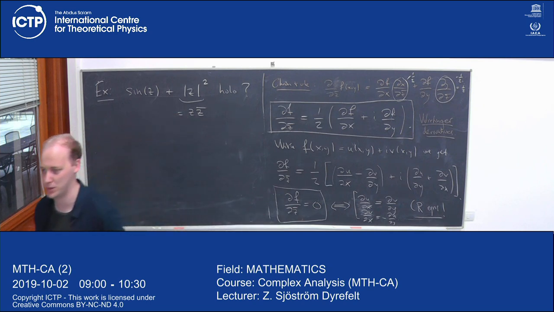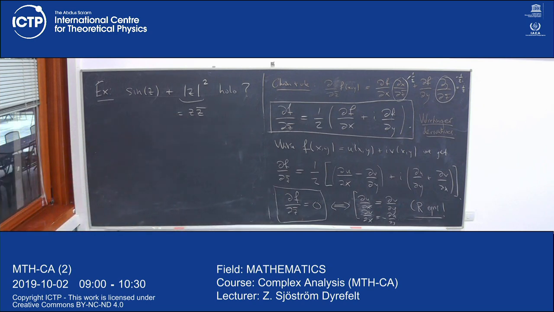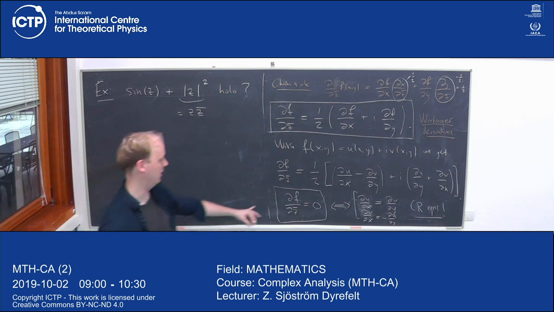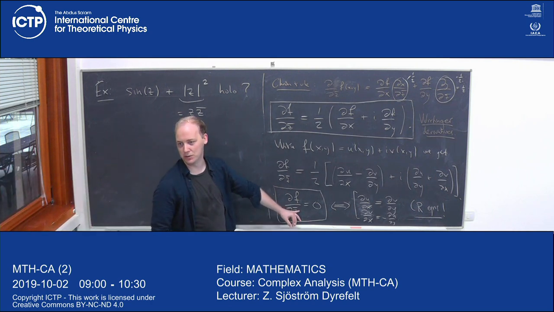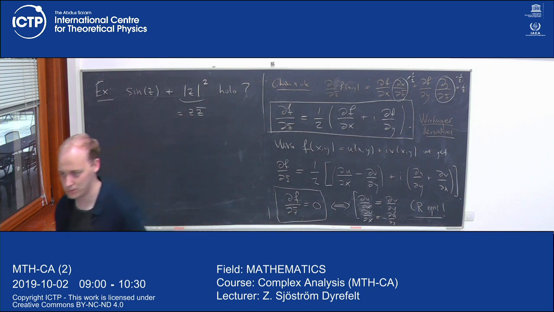So partial f, partial z bar. Yeah, but partial f, partial z bar is defined this way, but can we just differentiate as the usual partial differentiation? Yes, you can. You can imagine that this is a real variable and you can use all the rules. But they are not actually independent, right?